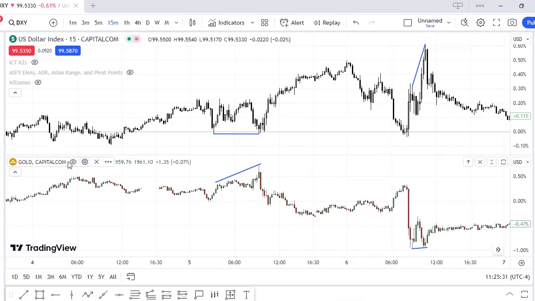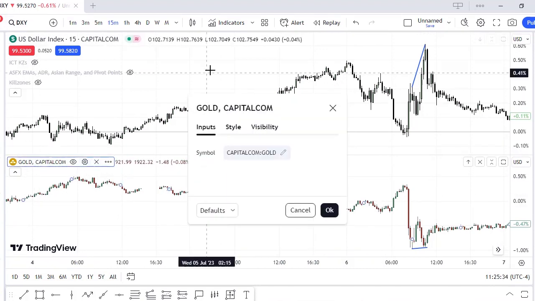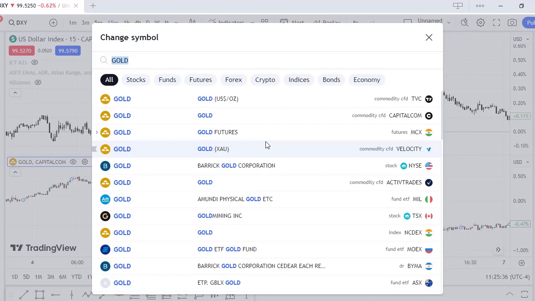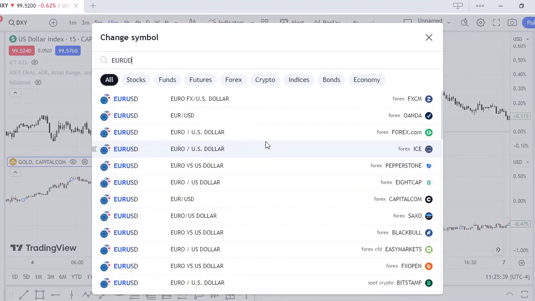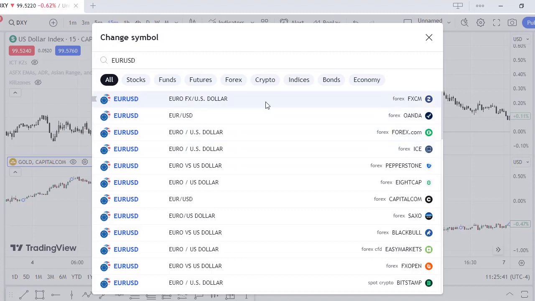Let's find some SMT divergence between DXY and EUR/USD. I'd like you to find these SMTs by yourself before I show them.